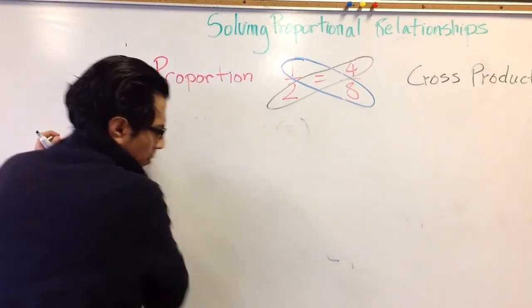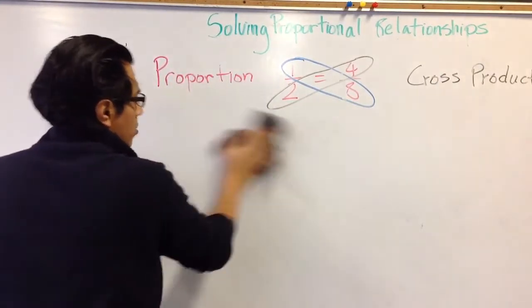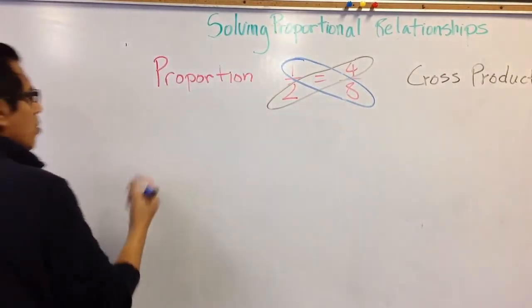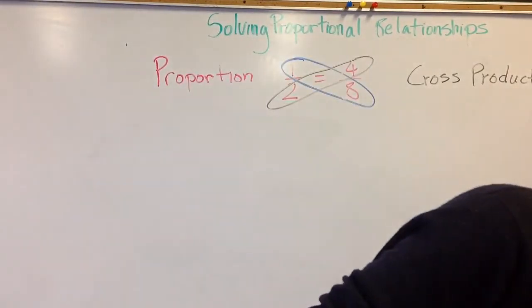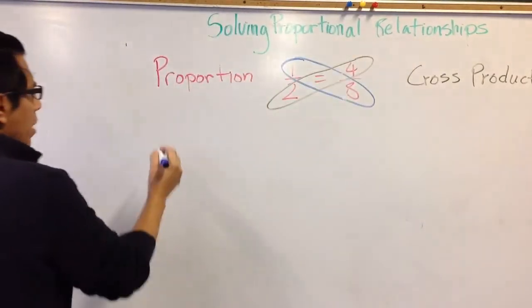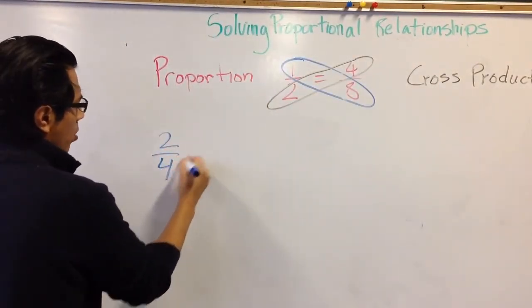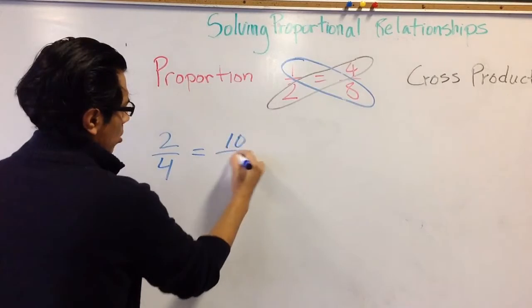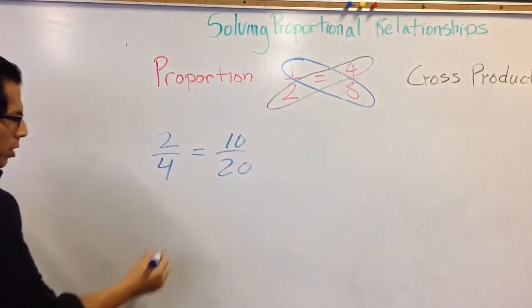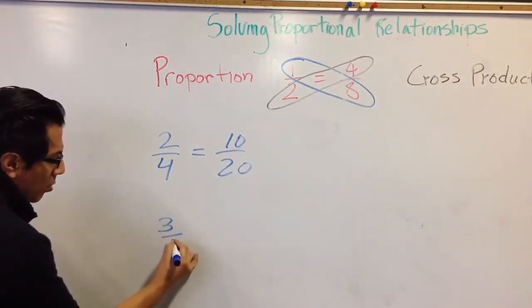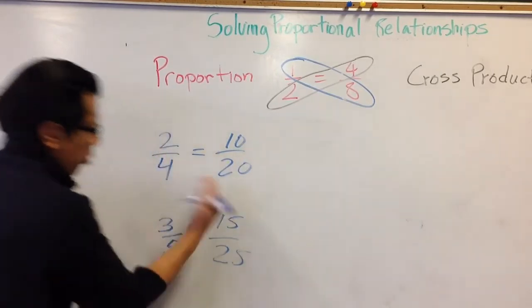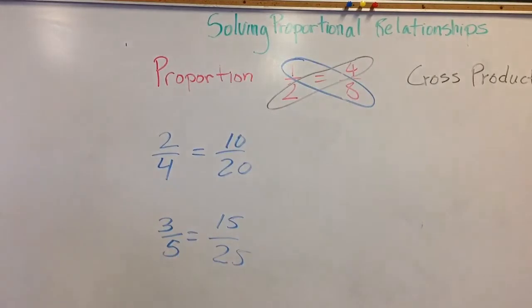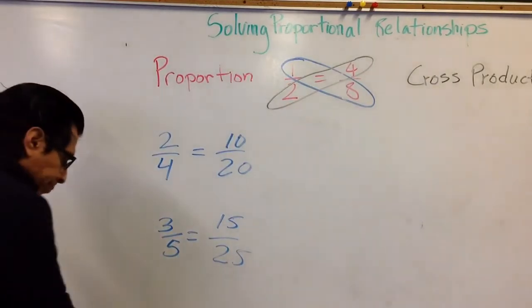So how is this helpful? How is this better? Let's do 2 more. I want you to practice cross products on these two. We know that 2/4 equals 10/20, right? And we know that 3/5 equals 15/25. These are proportions. We know they're equal. You prove it at home. All right, pause. Show me how to do that.